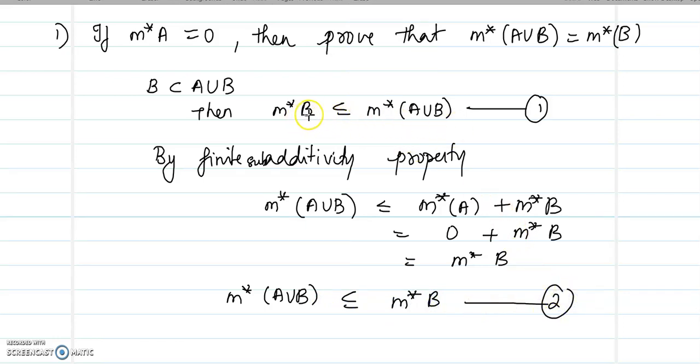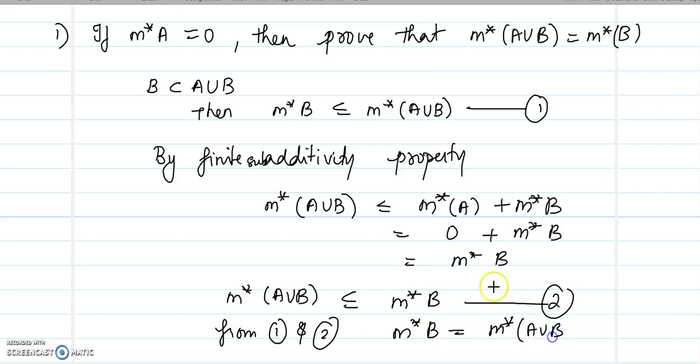So from 1 we have m star B less than or equal to m star A union B. From 2 we have m star A union B less than or equal to m star B. So from 1 and 2, combining both, we will get m star B equal to m star A union B. So that is the required proof.